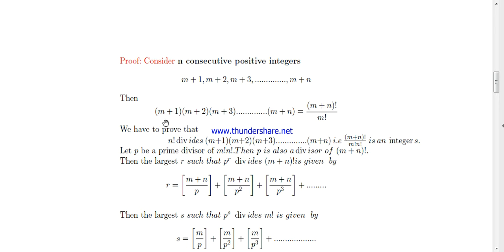Clear? Yeah. Product of n consecutive integers is divisible by n. এটা আমরা আগে জানি। It is the known thing. So now, here we are using theorem 1. The largest r such that p to the power r divides factorial m plus n is given by r equal to this, using theorem 1.